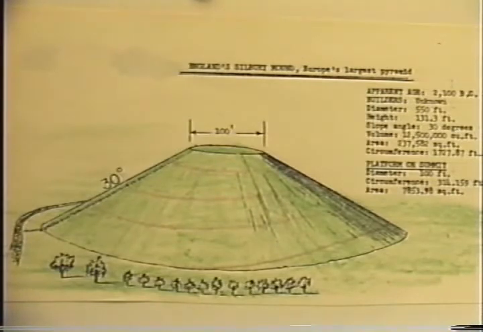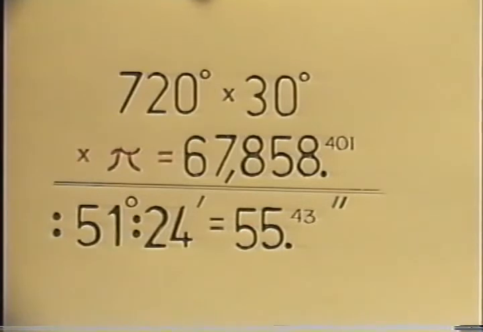2 circles, one at the base, the other at the top. That's 2 360-degree circles, or 720 degrees. Consistent slope angle of 30 degrees, and pi. A parallel of latitude drawn at precisely 51 degrees 24 minutes and 55.43 seconds crosses right over the center of Silbury.